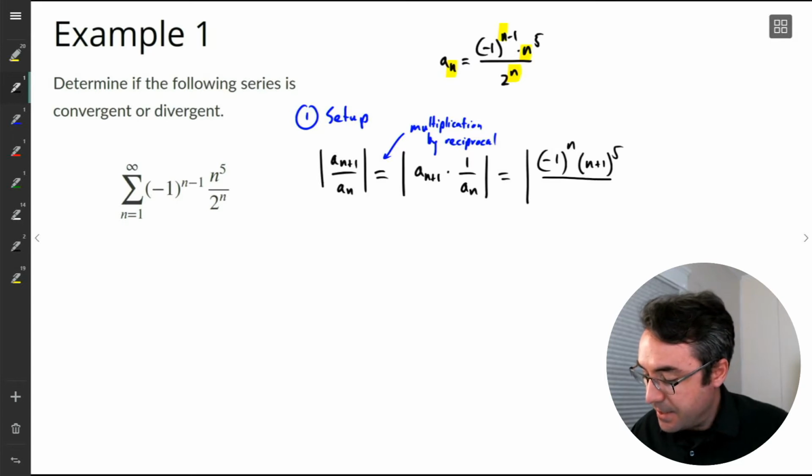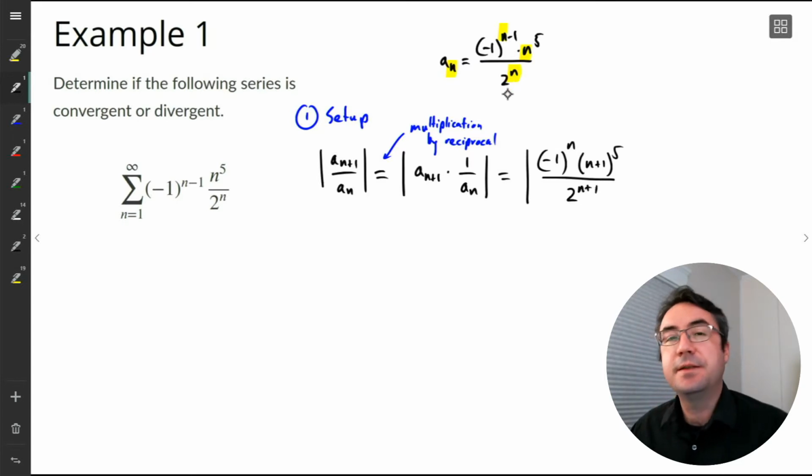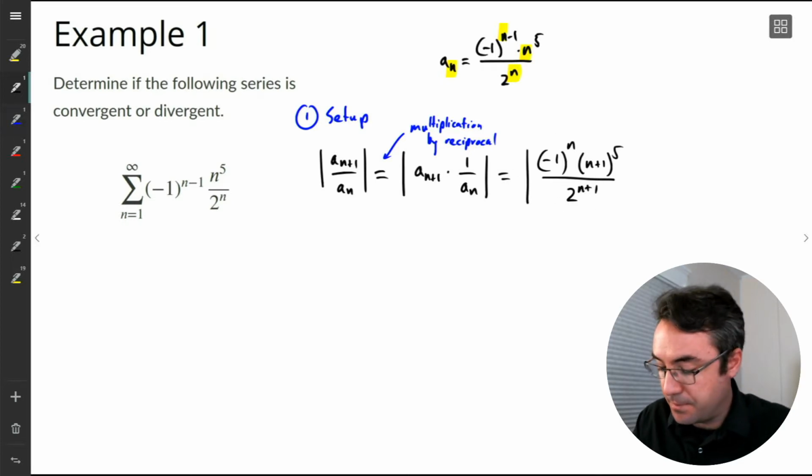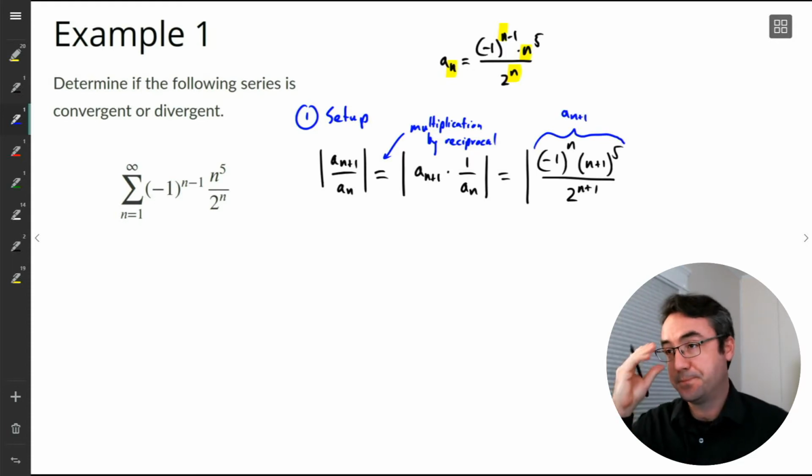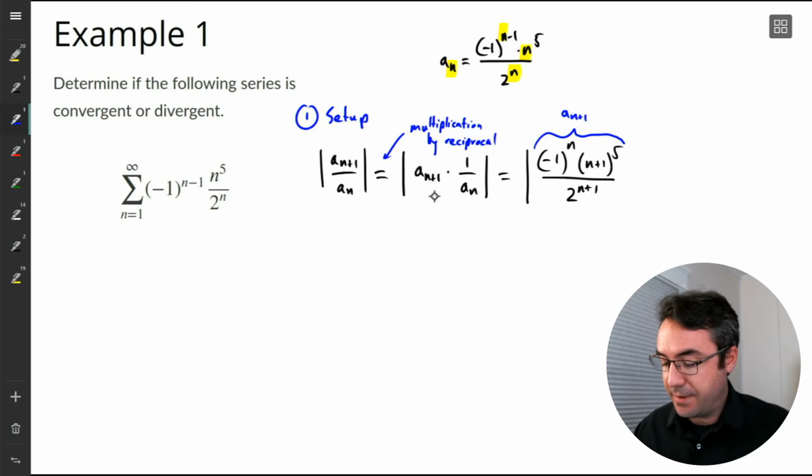And then in the denominator, instead of 2 to the n, it's going to be 2 to the n plus 1. So again, we just change that n to an n plus 1. And this is our a_{n+1} term. So this whole thing right here, this is a_{n+1}. All right, so we have that done.